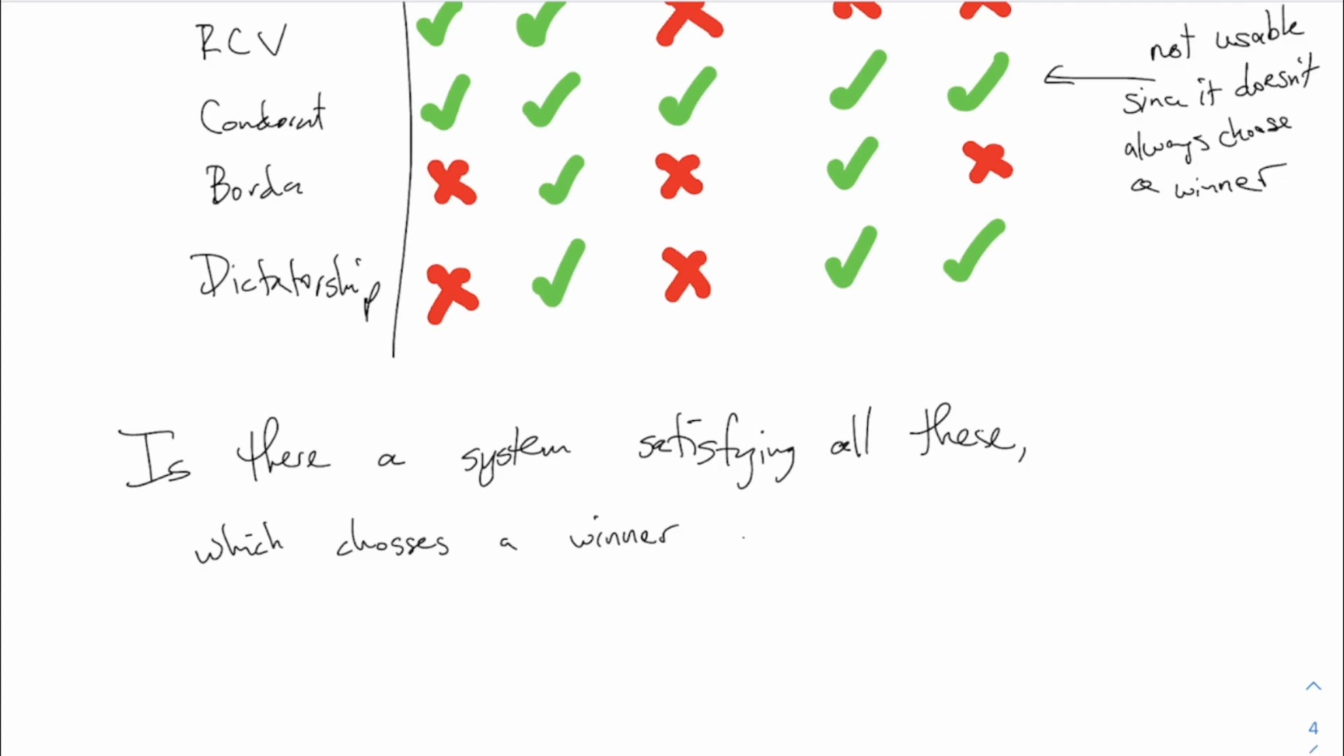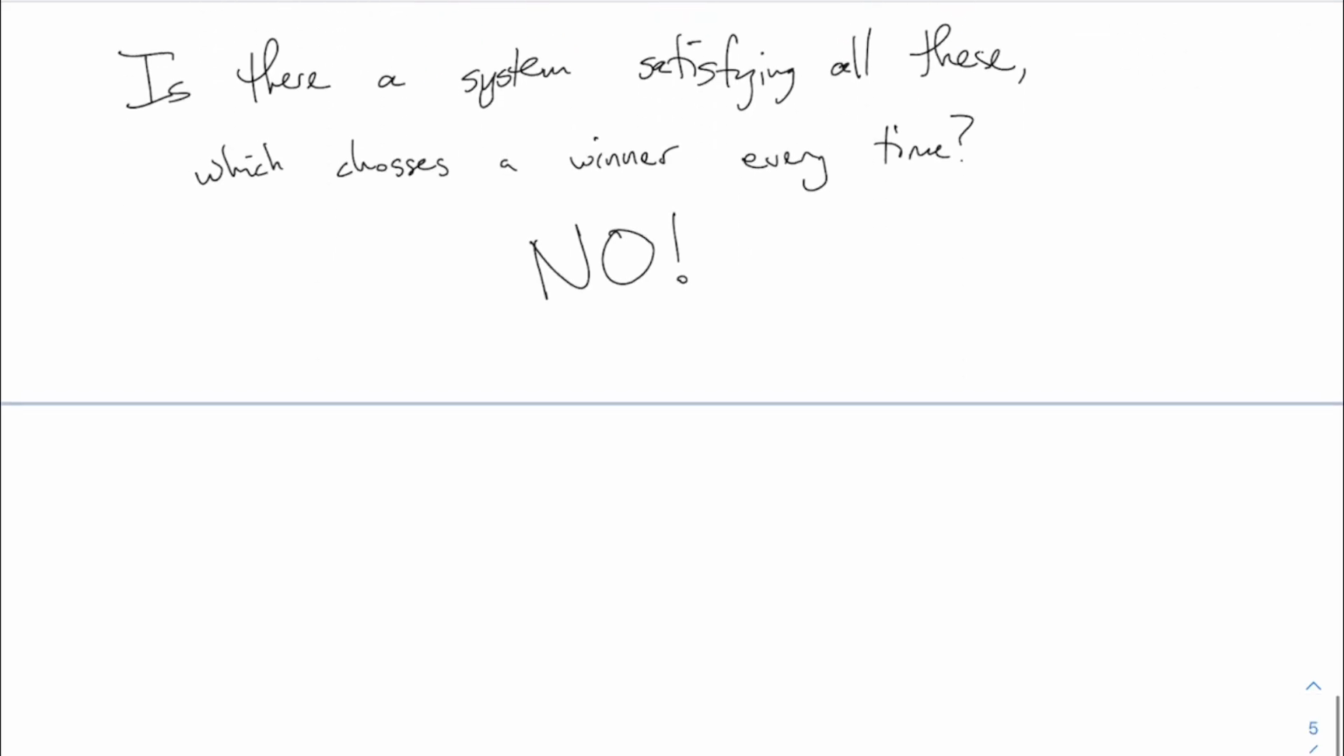Which chooses a winner every time. This would be the best possible, best imaginable system for voting. The answer to this question is, unfortunately, no. This has been studied by mathematicians for a while. The answer is no. And actually, there's a famous theorem about this, not famous in the ordinary sense, but among mathematicians, that I want to tell you a little bit about. This is called Arrow's impossibility theorem.